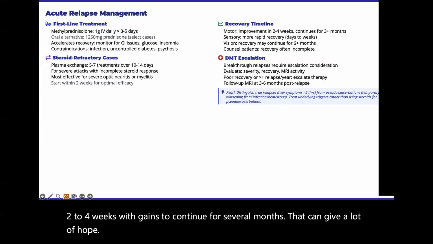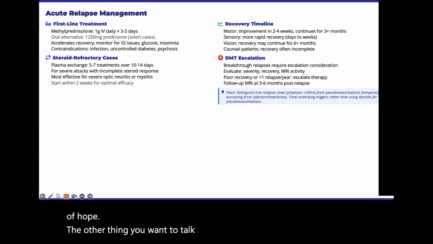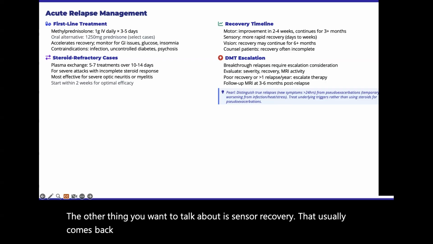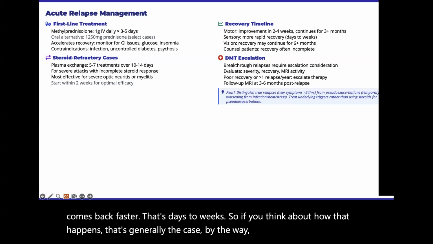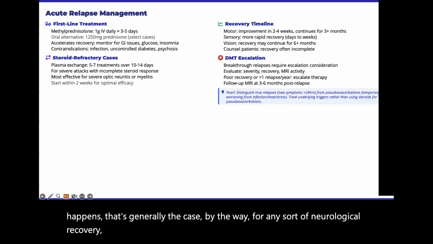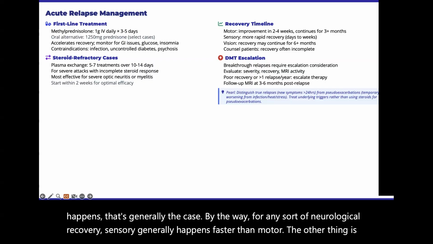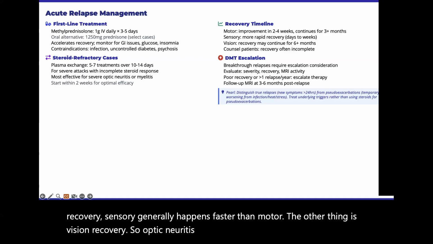The other thing you want to talk about is sensory recovery. That usually comes back faster, in days to weeks. If you think about how that happens, that's generally the case for any sort of neurological recovery. Sensory generally happens faster than motor. The other thing is vision recovery. Optic neuritis can keep improving for up to 6 months.